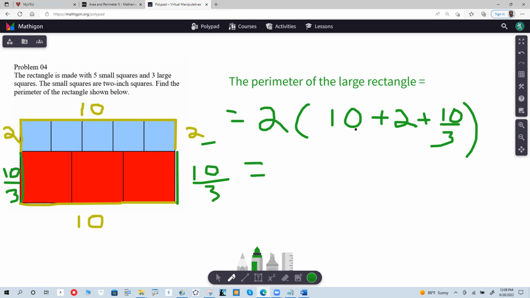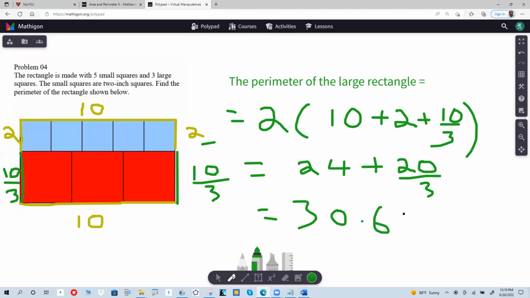And that turns out to be 10 plus 2 is 12, 24, plus 20/3. And 24 plus 20/3 is, let's find out, 24. I'm using my calculator and you can do the same. It's 30.66, 30.66. And you know that that's really 30 2/3. Either one will work, and the answer is inches, whichever one works for you.